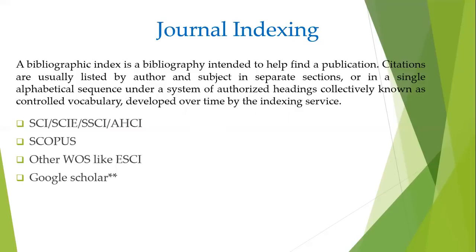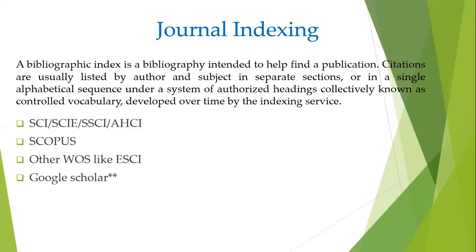So they are grouped in an equivalent ranking called the AHCI, that is the Arts and Humanities Citation Index. Similarly, there may be some journals from social sciences which may not be covered in SCI and AHCI because they do not meet the subject requirements. So they will be grouped in the SSCI, that is the Social Sciences Citation Index.